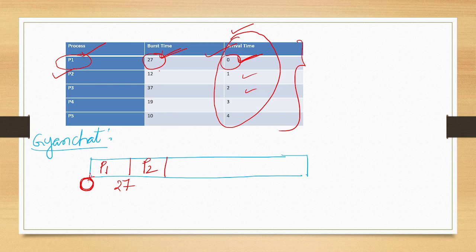And what is the burst time of P2? 12 milliseconds. What you have to do? P2 takes 12 milliseconds. You have to add the current CPU time. The time in the CPU is 27. From 27, it will execute up to 12 milliseconds. That means 27 plus 12. How much? 27 plus 12 is 39. That means P2 started at 27 and completed its execution at 39 milliseconds.